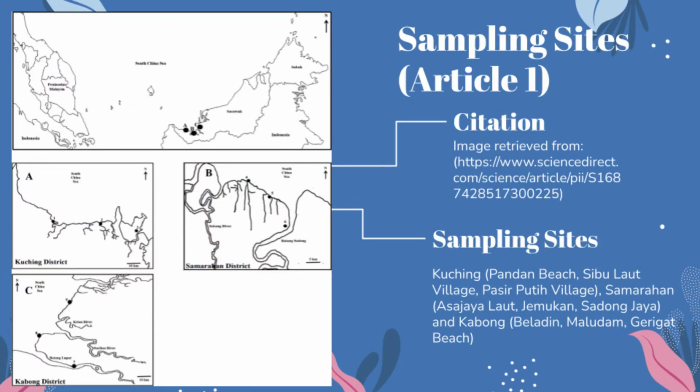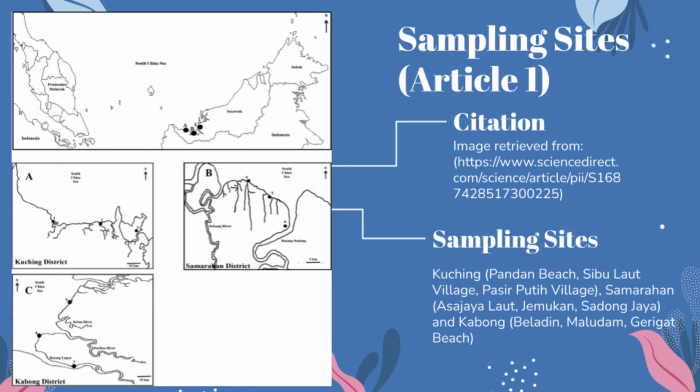According to the first article, sampling was carried out along Sarawak's west coast waters, which included 9 sampling sites at 3 districts as shown in the figure. The sampling sites in Kuching district were Pandan Beach, Sibu Laut village and Pasir Puteh village. In Samarahan district were Asa Jaya Laut, Jemukan and Sadong Jaya, while in Kabong district were Beladin, Maludam and Jerigat Beach. The survey was conducted from October 2013 to May 2014 on full moon or new moon days.